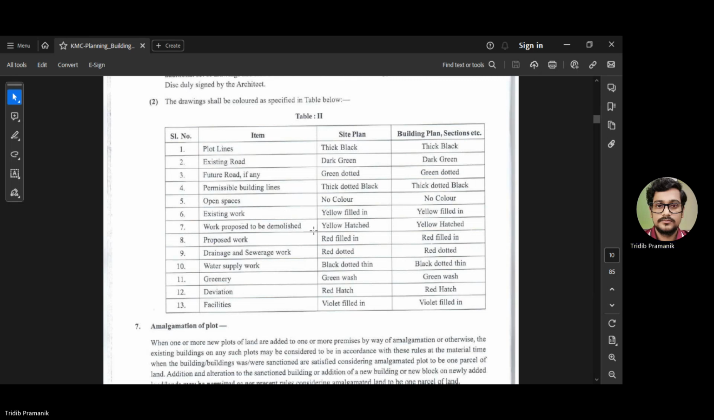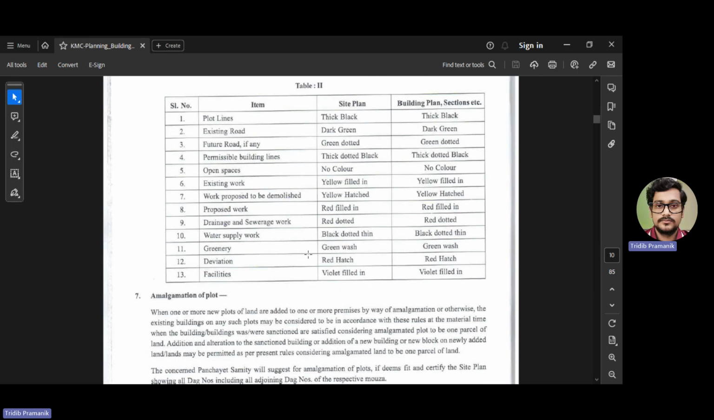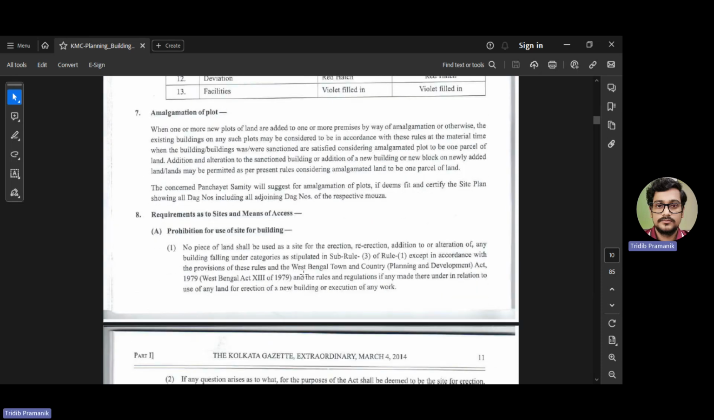Then work proposed to be demolished, which we will deduct, will be shown in yellow hatch line. Proposed work will be red filled, drainage and sewage work will be a red dotted line, water supply a black dotted line, and greenery will be green wash or green fill. So all these things will be shown.